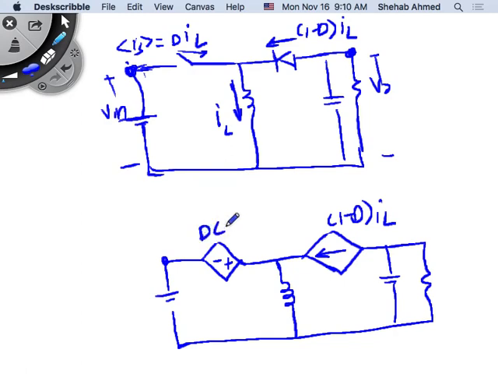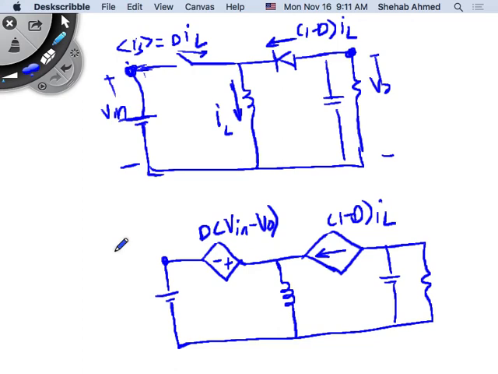D times V in minus V out. Okay? Do we always replace the diode with the transfer? No, in the buck converter, no, right? Does it make sense or no? Basically, this is how you would solve for average currents in the circuit as well.